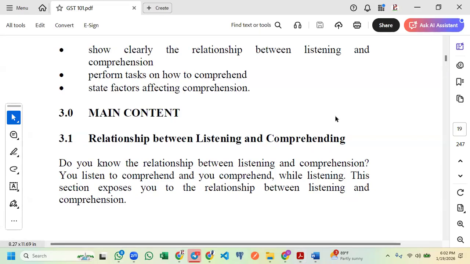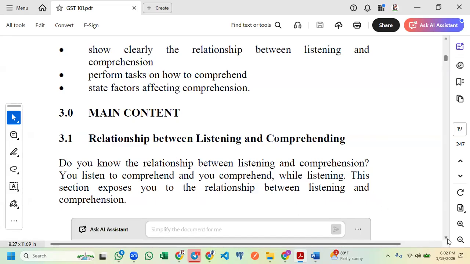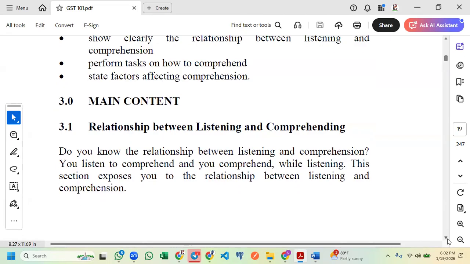Now, relationship between listening and comprehending. That is what we want to do. It's very simple. You listen to comprehend, and you comprehend what you listen to. That is the relationship between them. If, for instance, you are an art student, let's say you are studying mass communication, and you attend a lecture where they are dealing with chemistry, everything they'll be saying there will be above your head. You will not understand. You will be listening to them, but to understand will be very hard.